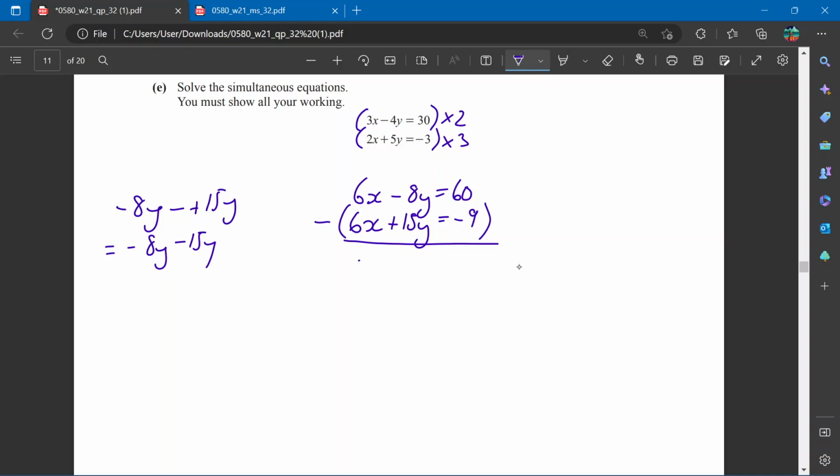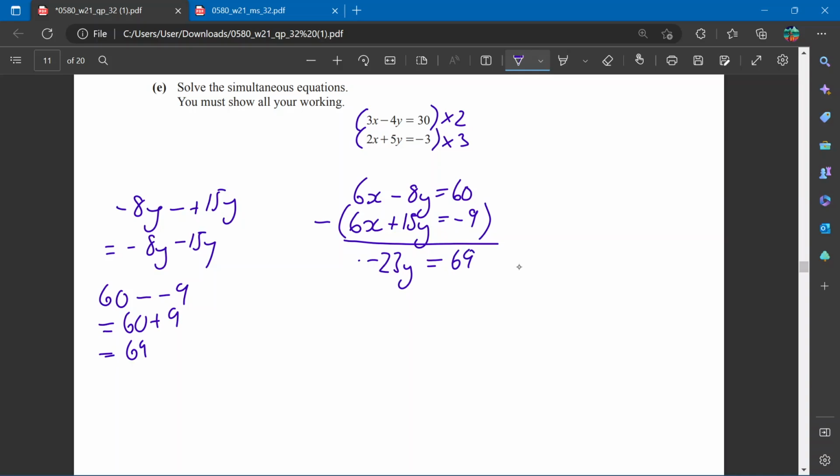So that will give us minus 23y. And then next we got 60 minus a negative 9. So in this case, two negatives makes it positive. So this is the same as 60 plus 9, which is 69.